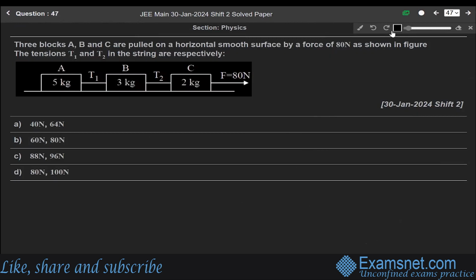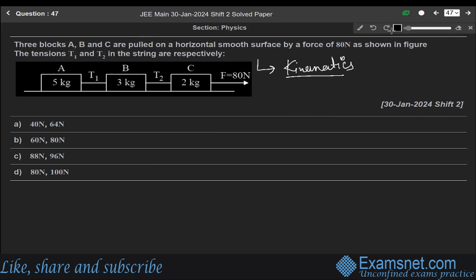Now next question 47. Three blocks A, B, and C on a horizontal smooth surface are pulled by a force of 80 Newton, as shown in the figure. The tensions T1 and T2 in the strings are respectively... This question is from the chapter of kinematics.